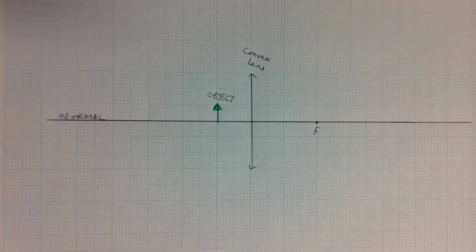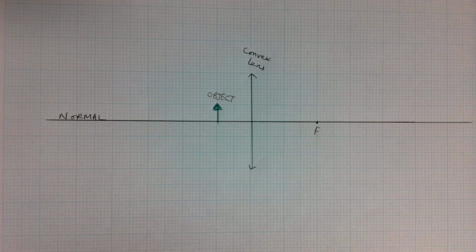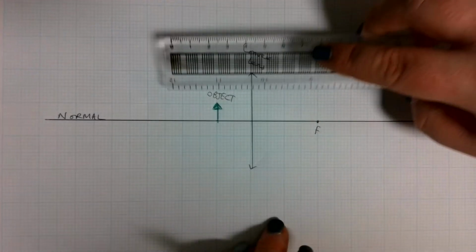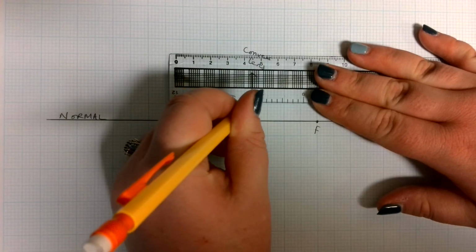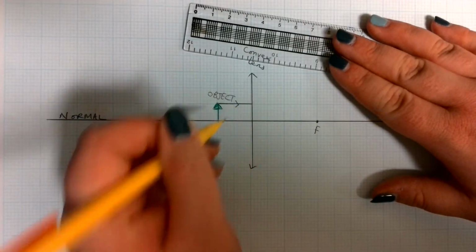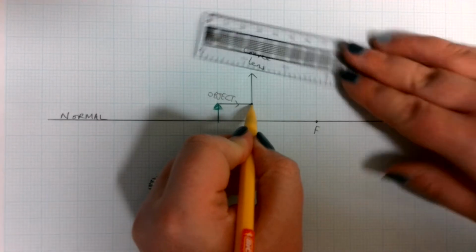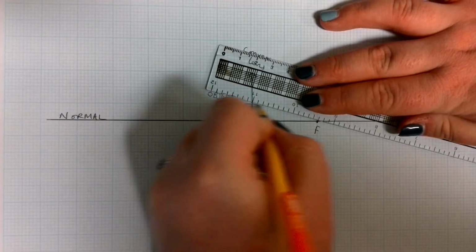Okay, so we need to do exactly the same thing as we did before. We draw our first line parallel to the normal and bending through the focal point.